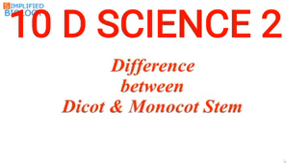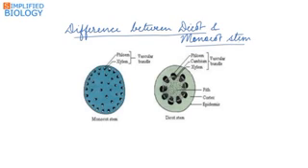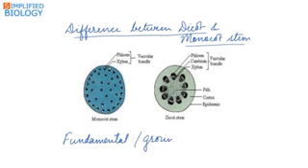Today we are going to discuss the difference between a dicot stem and a monocot stem. You see the diagram. The first one is the monocot stem, then the second diagram is the dicot stem. You can see the picture. In monocot the vascular bundle is scattered, but in dicot the vascular bundle is arranged in a ring. This is the first difference.